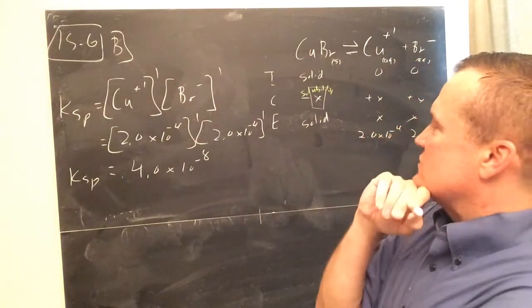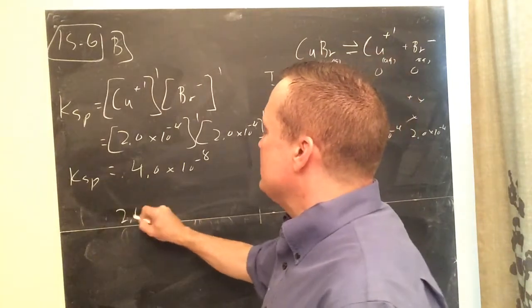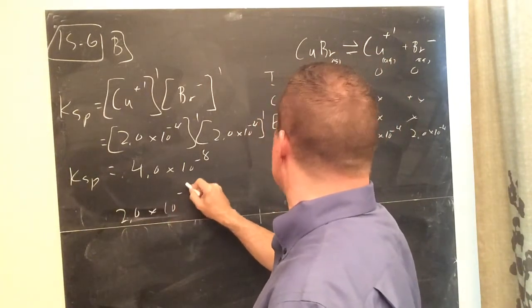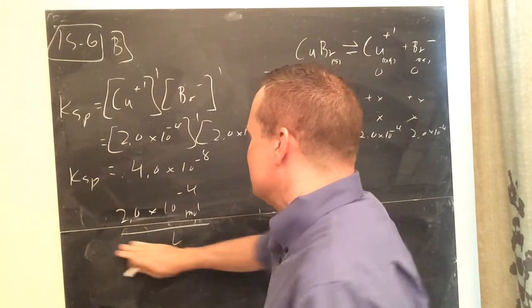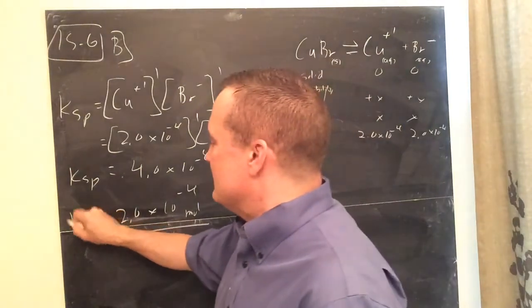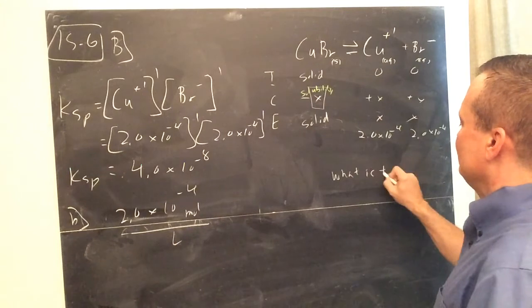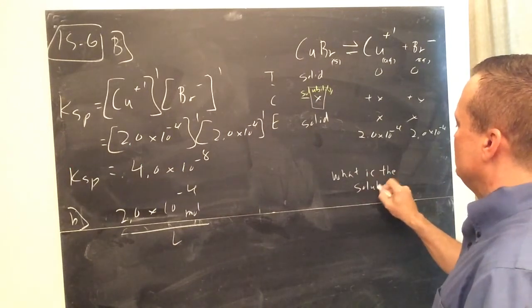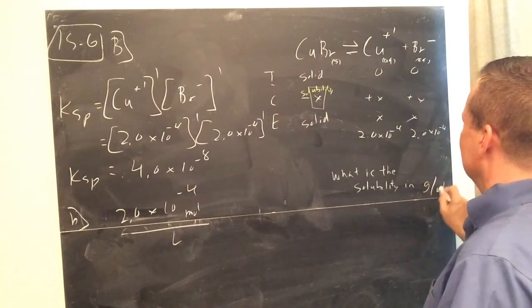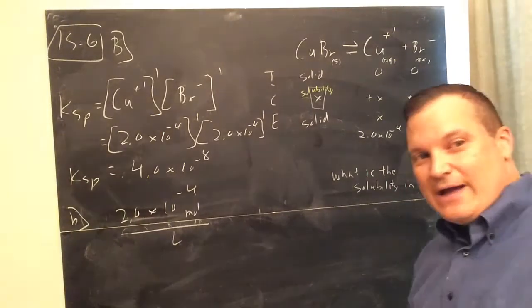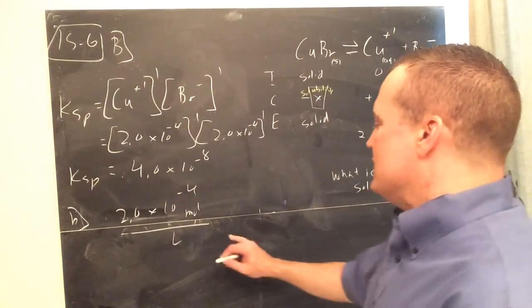There's something else I want to show you about this, and that is, all right, 2.0 × 10^-4 mole per liter. I'm going to ask you this probably on a test or quiz, and I didn't put it, so call this part B. All right, what is the solubility in gram per milliliter? What would it be in gram per milliliter? Yeah, we'll make it gram per milliliter. Okay, here's how you do it.